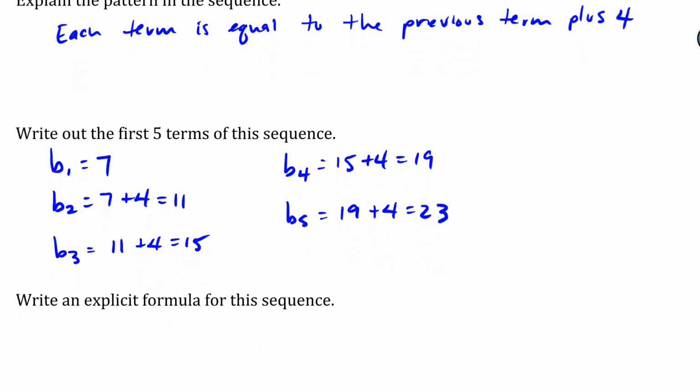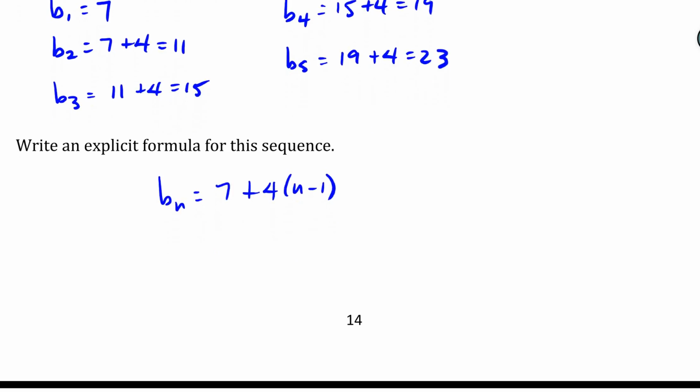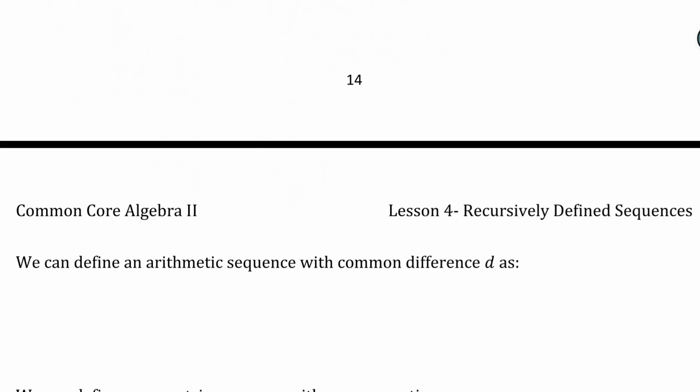So then if I look at the pattern that's created here, 7, 11, 15, we see it's an arithmetic sequence. And the explicit formula for that arithmetic sequence is going to be b sub n is equal to the first term plus the common difference, which was 4, times n minus 1. So now what we can do is represent each one of these sequences using both an explicit and a recursive formula.